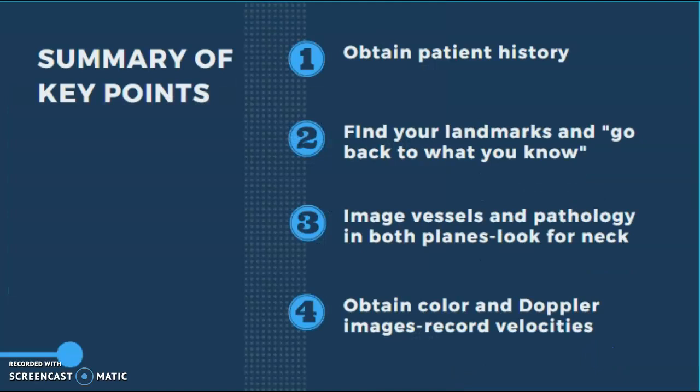So some summary of the key points. Obviously, you want to attain a thorough patient history. You want to find your landmarks and go back to what you know. So if you get disoriented, go back to what you know, find your common femoral artery and vein, image the vessels and the pathology in both planes, and look for a neck.